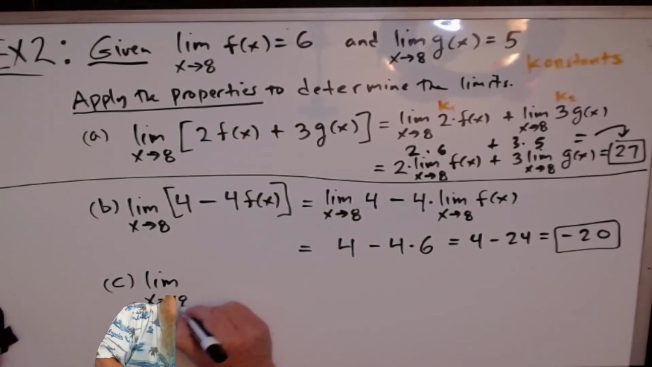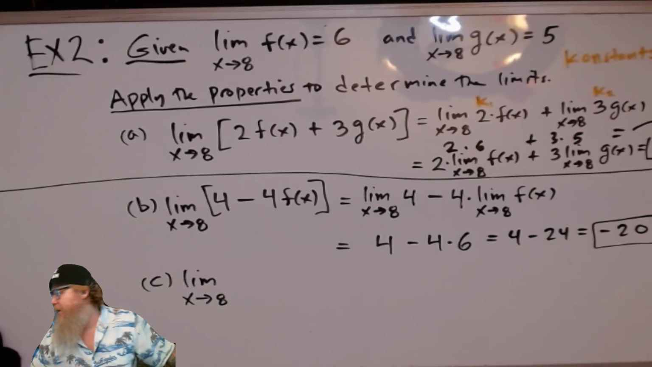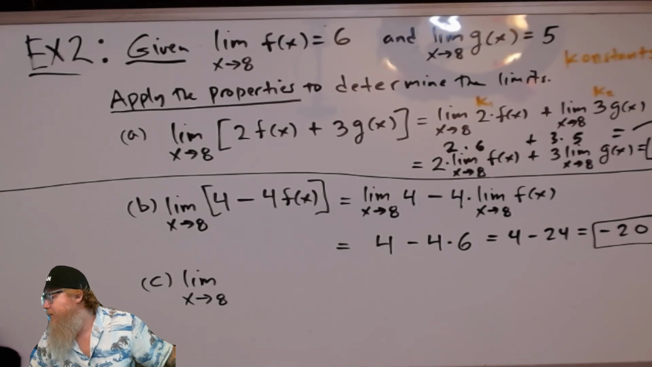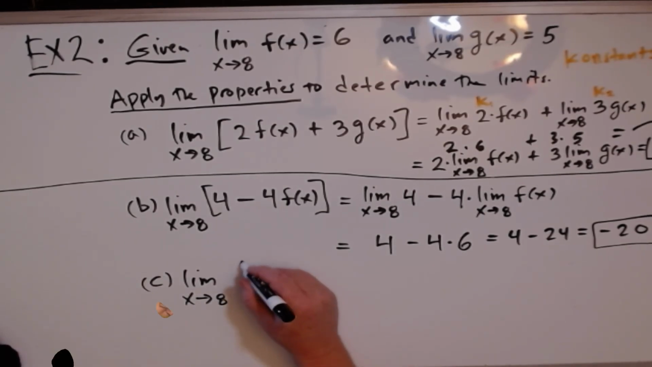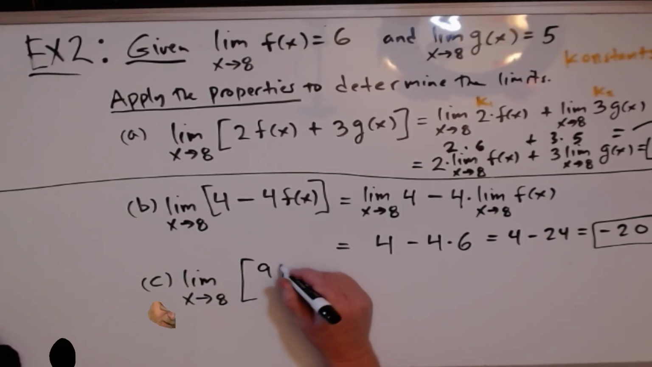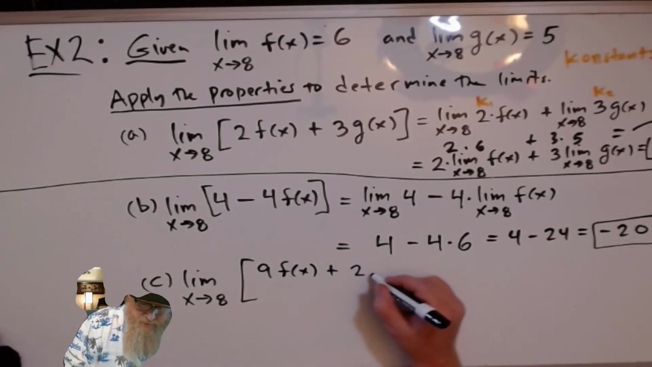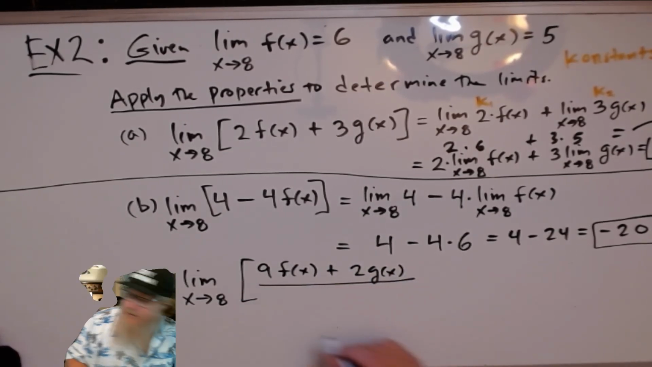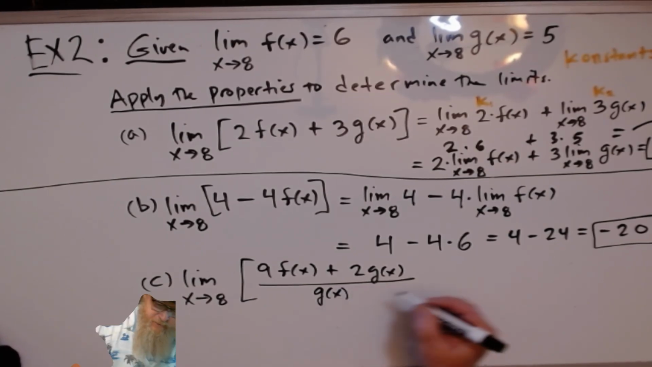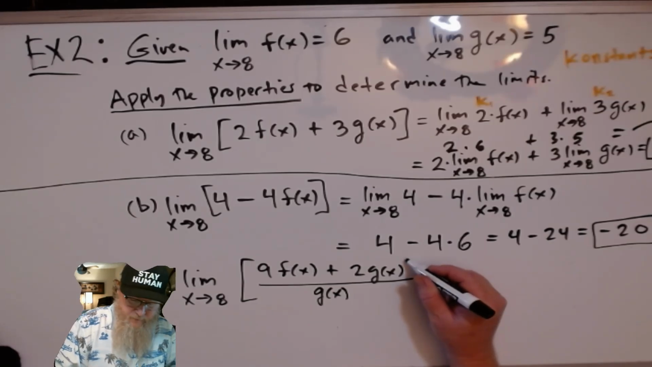The limit as x approaches 8. Now again, we can only do as x approaches 8 because that's all we know. Of 9 f of x plus 2 g of x divided by g of x. 45. Yeah, good.